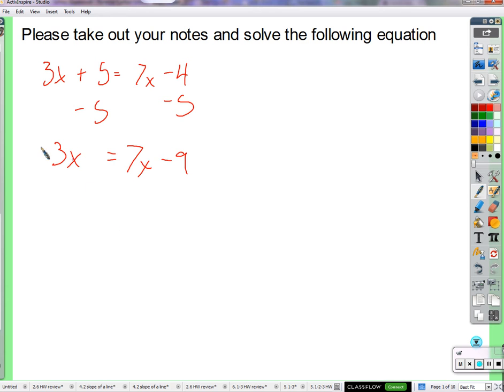Now we have x is on one side, x is on the other side. But only one of the sides has just x's, so that's kind of a good thing. Anybody besides Brandon want to take a crack at it? Maddie? Very good. Minus 7x on both sides, 3x minus 7x is negative 4x. And on the other side, we just have negative 9.